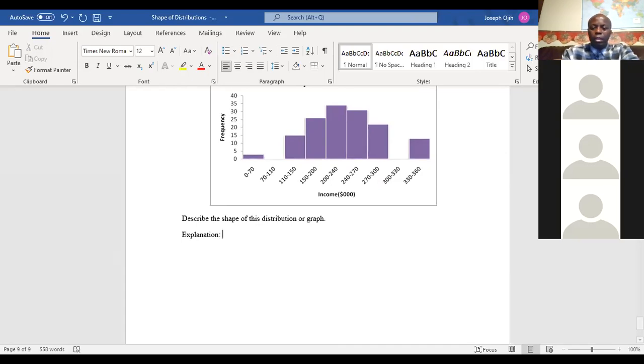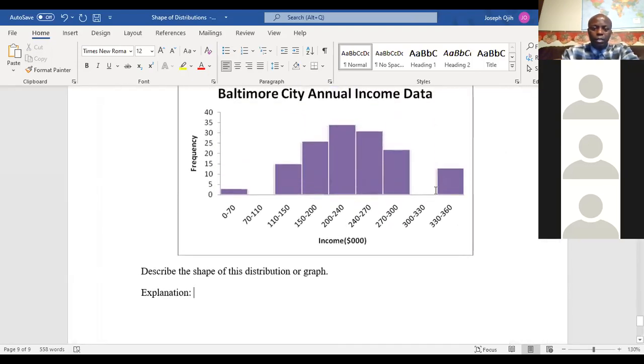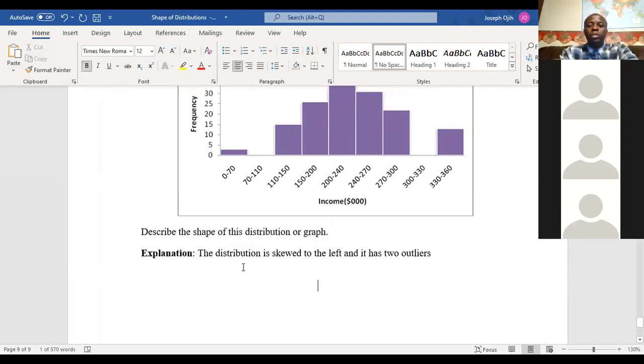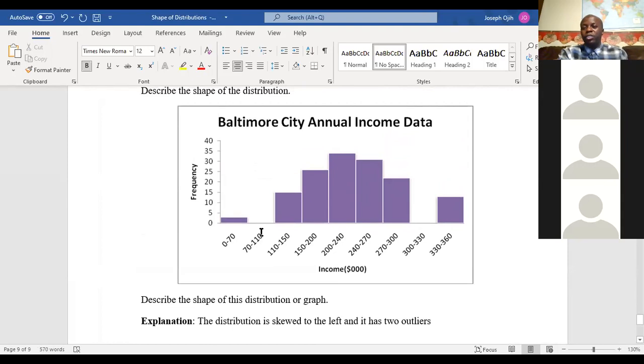Okay, I see it stretched a little bit more here than here. So the distribution is skewed to the left, and it has two outliers. That's it. In your homework, they might give you the options, and you choose the one that is correct.